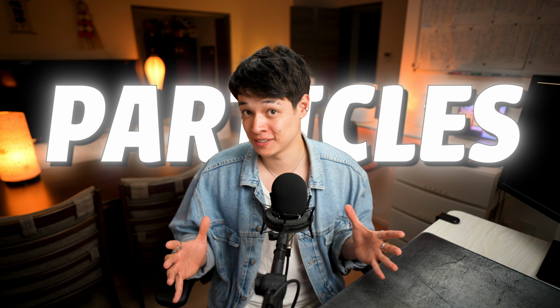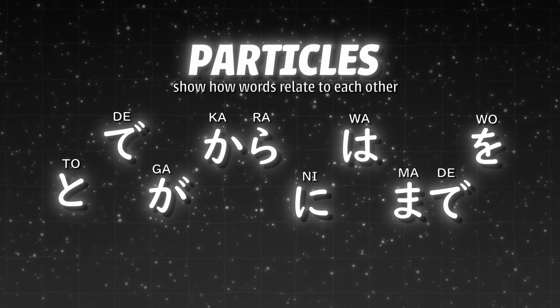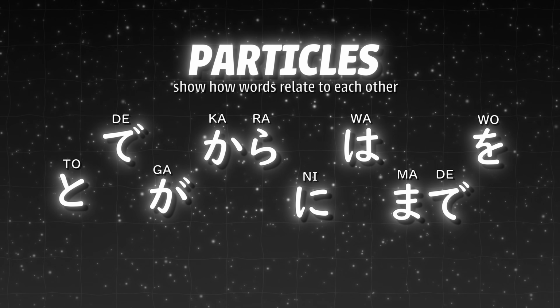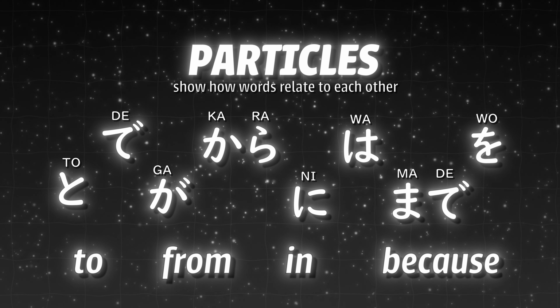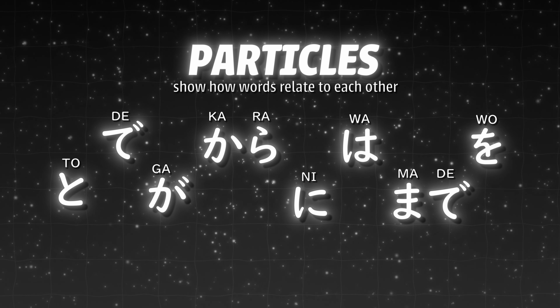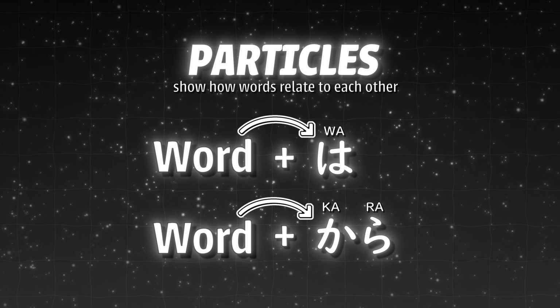But there is a key grammar point that makes this word switching possible. And that is Japanese particles. Particles are grammatical markers in Japanese that show how words relate to each other in a sentence. Similar to English words like to, from, in, because, etc. They are almost always written in 1 to 2 hiragana, and they always go after the word they affect.